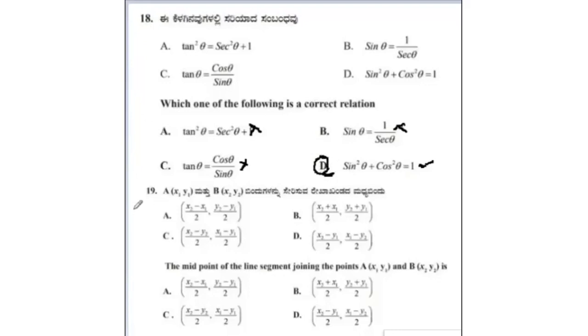We also have one more question here, the 19th. If x1, y1 and x2, y2 are the endpoints of the line joining A x1, y1 and B x2, y2, what is the midpoint formula? The basic midpoint formula here is B, x2 plus x1 by 2 and y2 plus y1 by 2, or x1 plus x2 by 2, y1 plus y2 by 2. Correct option for this 19th question is B.